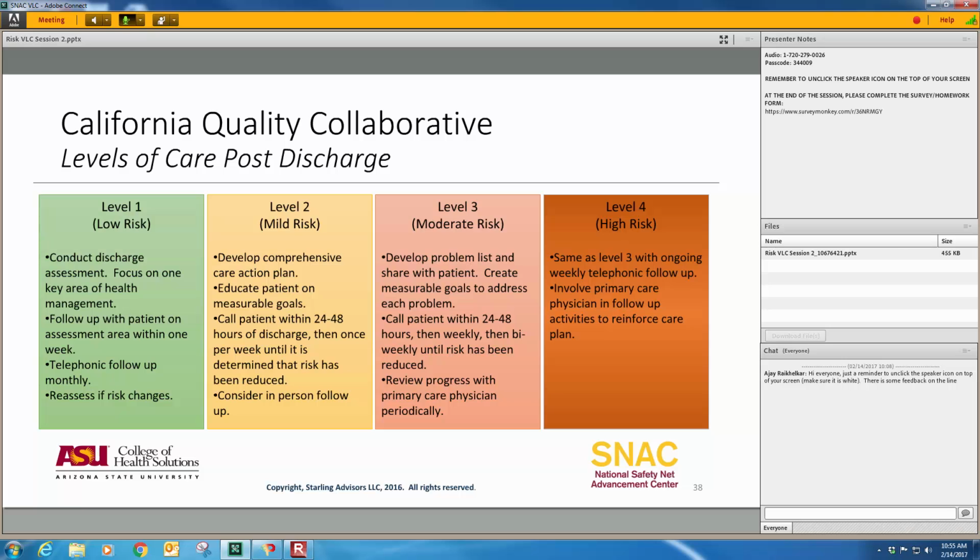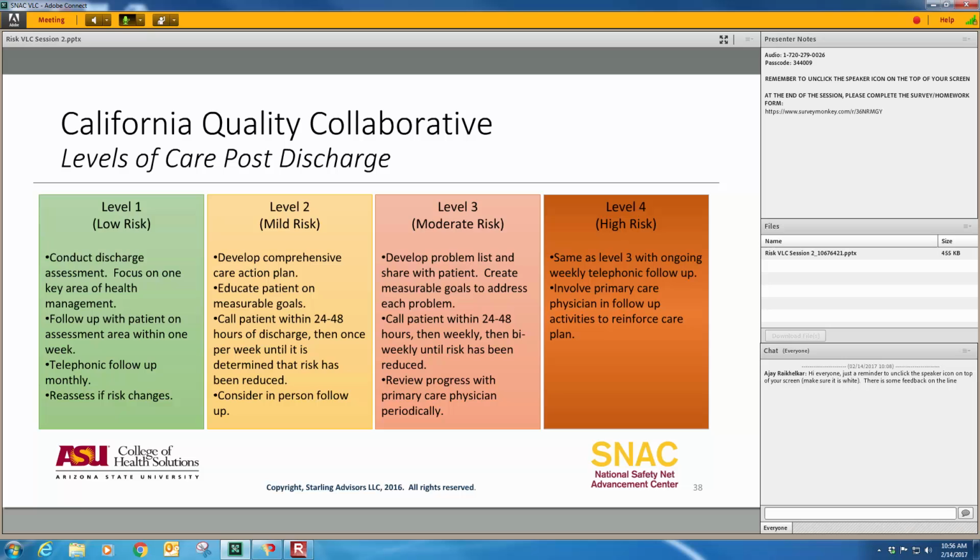The California Quality Collaborative has a risk scoring methodology that they utilize for all discharged patients from hospitals. And we wanted to provide a hospital example because this focuses on the intensity of telephonic and other care coordination they provide to patients at discharge. Every patient gets assigned a risk. A low-risk patient will receive a discharge assessment and a focus on improving one area of self-management. They follow up with the patient within 1 week and may continue a monthly follow-up if necessary or if risk changes. Whereas a mild risk patient will receive follow-up within 24 to 48 hours, then once a week until the risk has been essentially reduced. This is the population where they consider near immediate in-person follow-up in a primary care or community-based care setting.